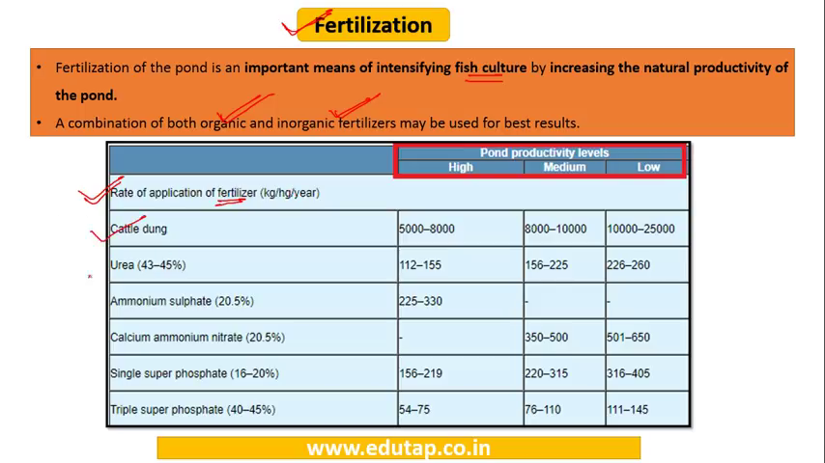Like cattle dung is used, urea, whose concentration is 43 to 45%. You have ammonium sulfate, calcium ammonium nitrate, single superphosphate, and triple superphosphate. These are some of the examples of fertilizers that can be used to intensify fish culture. There might be a question where they give you 4 options and ask you to choose the correct one, or which is not one of the fertilizers. It will just take you a few minutes to memorize these examples.